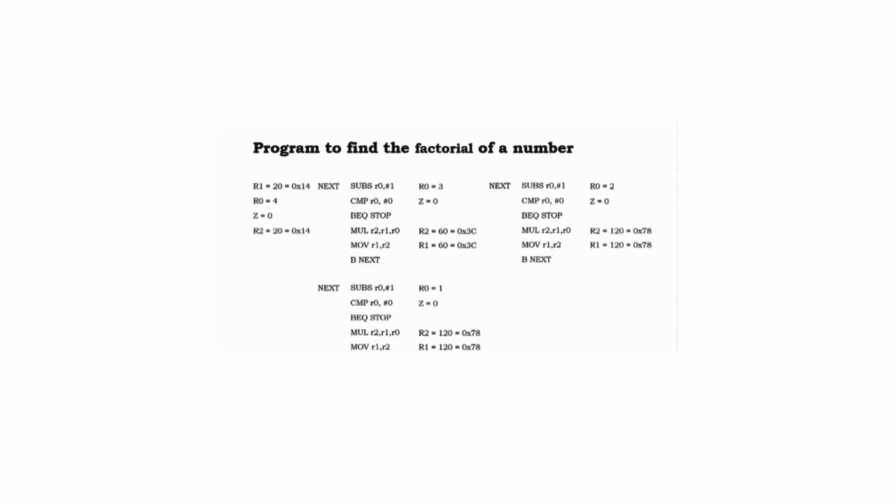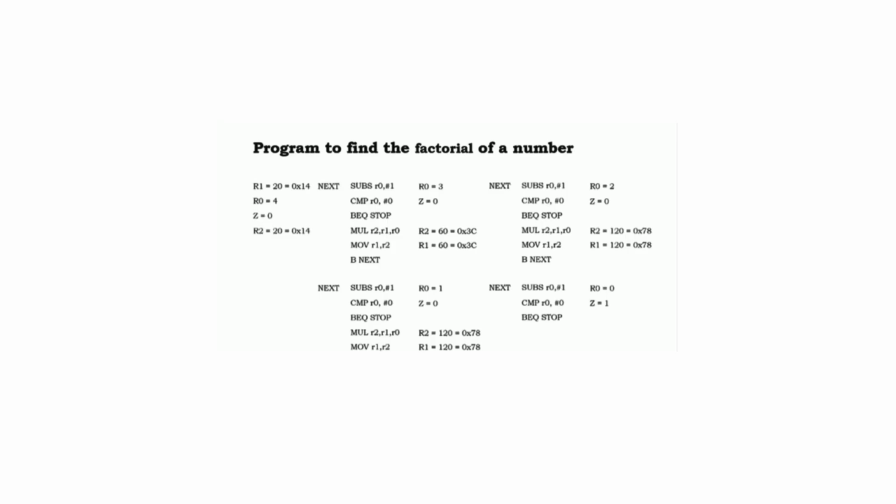Next again it will branch to the next instruction, B next. It will branch to the next instruction in this loop. We will reduce the value of R0, so that from R0 it was 1 and now it will become 0. We'll compare this R0 value with 0. Now R0 value is 0. That's why we have the zero flag equal to 1.